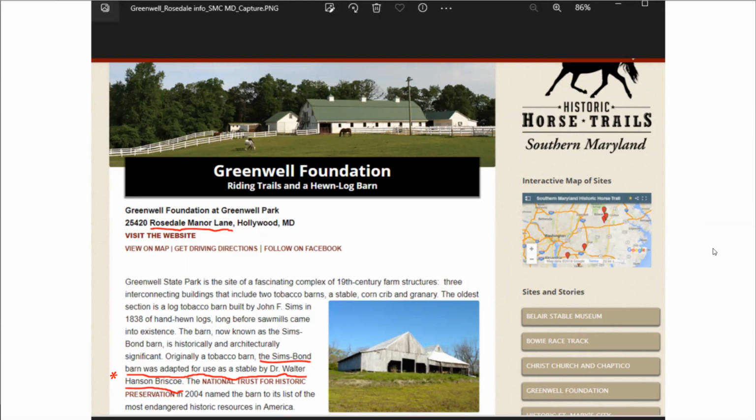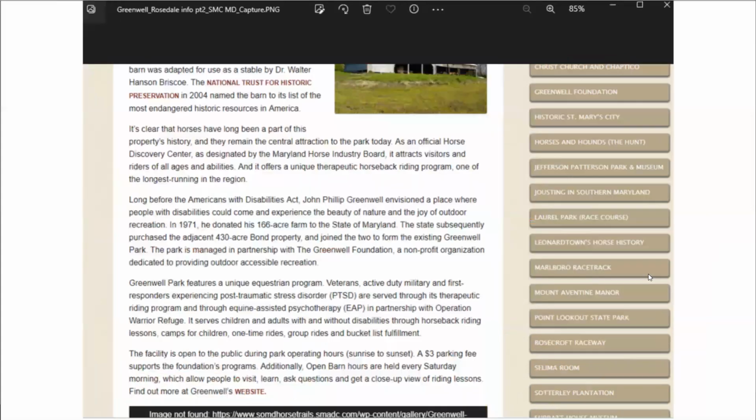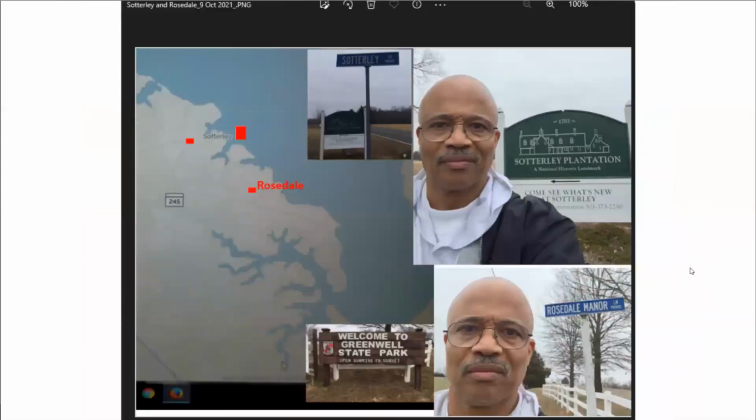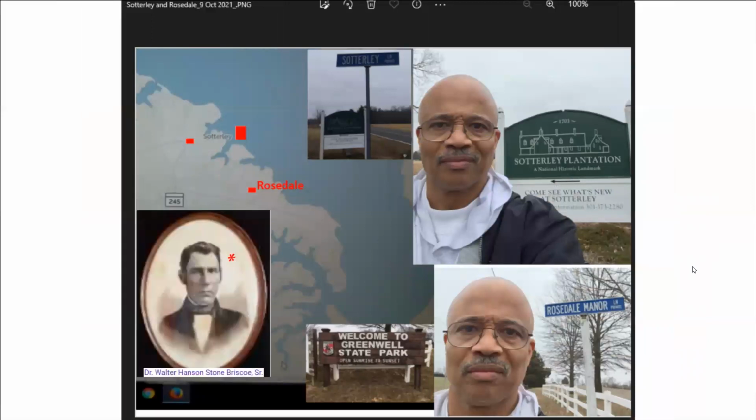In some of the documentation referring to Greenwell, they make reference to a Dr. Walter Hanson Briscoe, who used the stable, the tobacco barn, as a stable at some point. So what is this connection with Walter Briscoe? Well, he was the owner of Sodderly Plantation. And as the crow flies, Sodderly is in very close proximity to Rosedale on the Patuxent River in southern Maryland. And so this country doctor was just upriver from Frank Neal, the other country doctor who was at Rosedale.